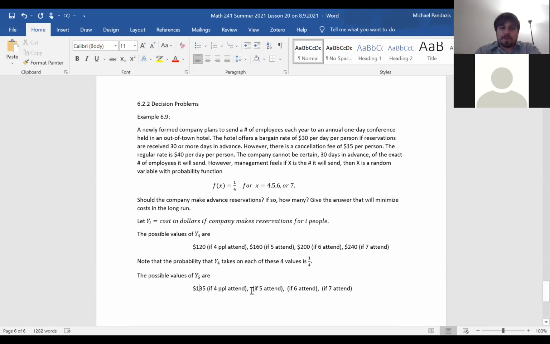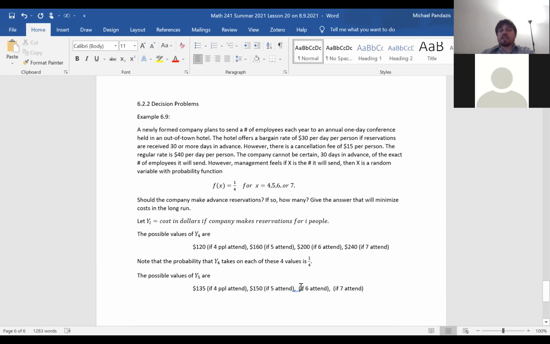That's $135. If 5 people attended, then they made 5 reservations in advance, and that matches up perfectly. Each was 30, so they paid $150 if 5 people attend. So see that if 5 people attend now, paying an extra ticket in advance, they saved $10 because they would have had to pay $160. Now they paid $150. But if 4 people attended, they had to pay an extra $15, so they have to pay $135 instead of $120. So see that of these two, one is worse, one is better.